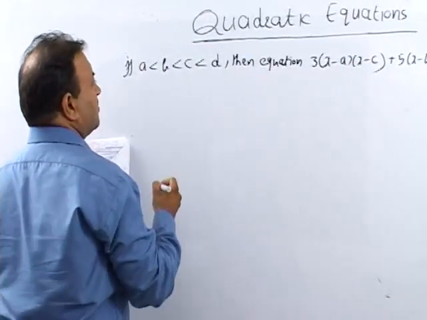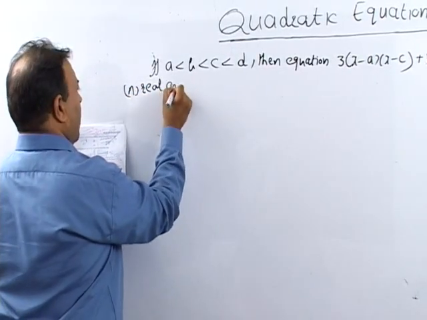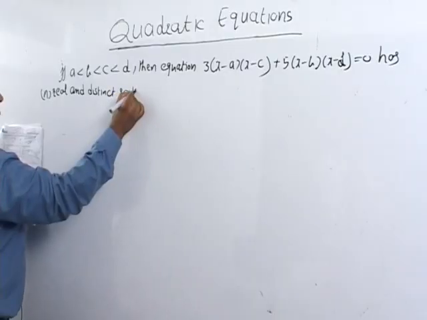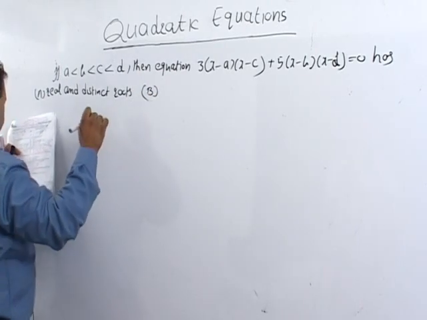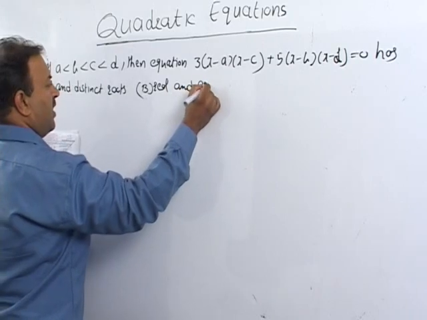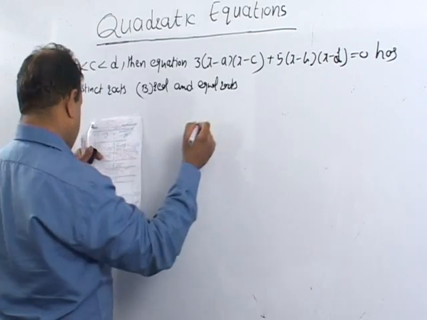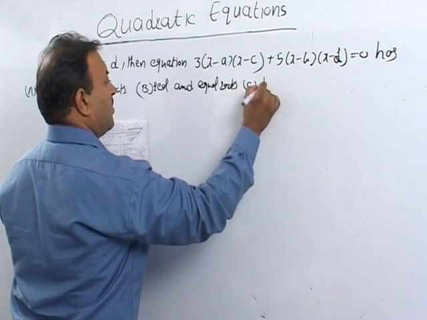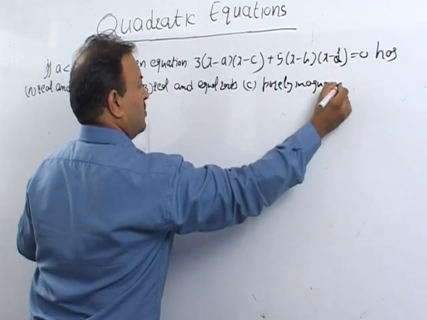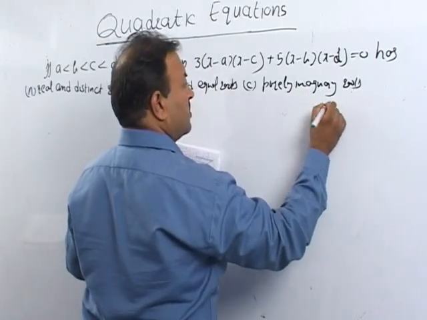The four options have been given out. A option is real and distinct roots. B option is real and equal roots. C option is purely imaginary roots. And D option is none of these.